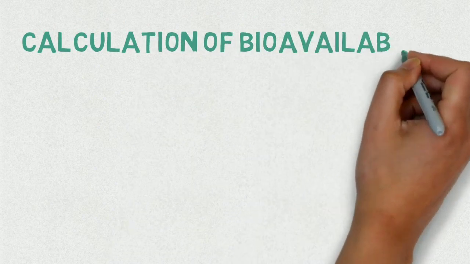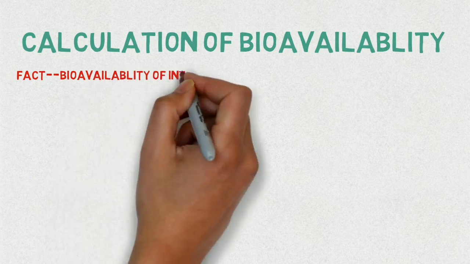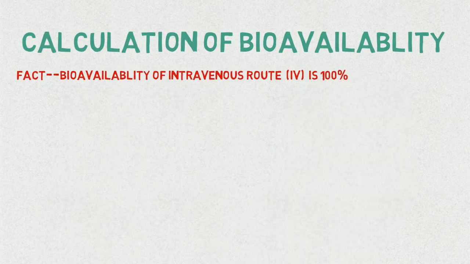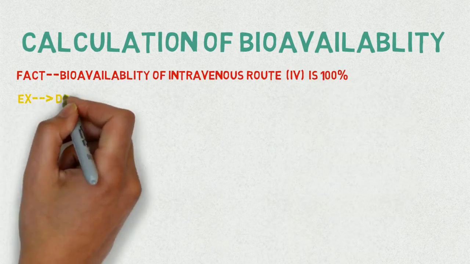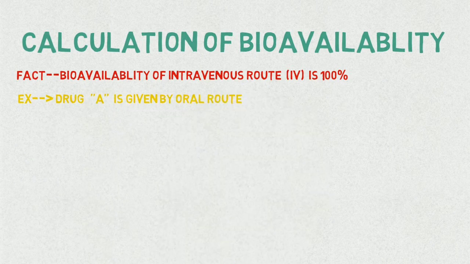Now there is a formula for calculating bioavailability. How can we calculate the bioavailability? Firstly, we will talk about the fact. There is a fact that the bioavailability of the intravenous route is 100%. Now let's take an example of drug A which is given by the oral route.